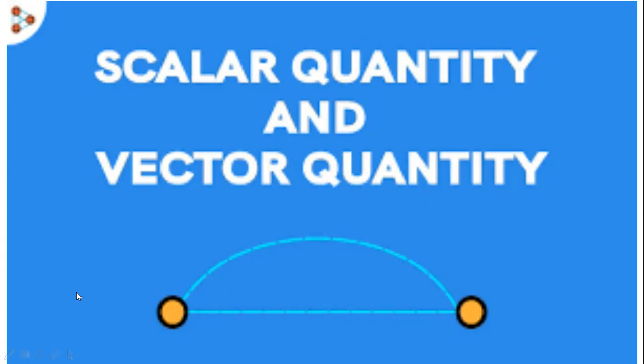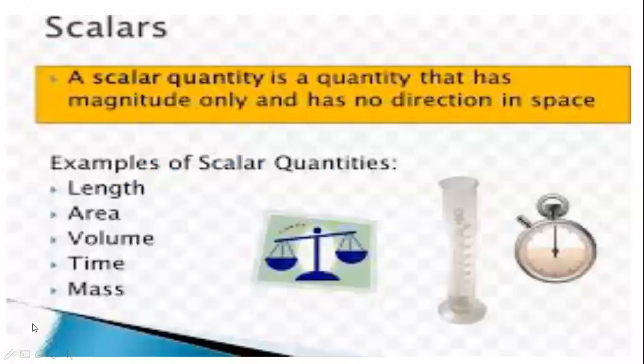Those quantities which have magnitude but no direction. A scalar quantity is a quantity that has magnitude only and has no direction in space. Examples of scalar quantity which are mentioned on the screen are length, area, volume, time, mass.